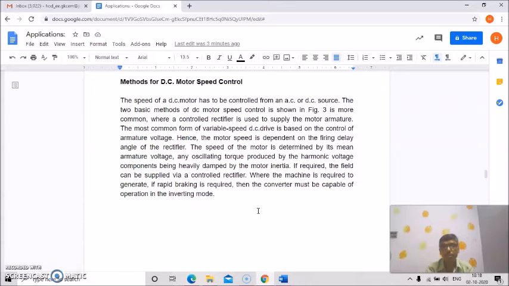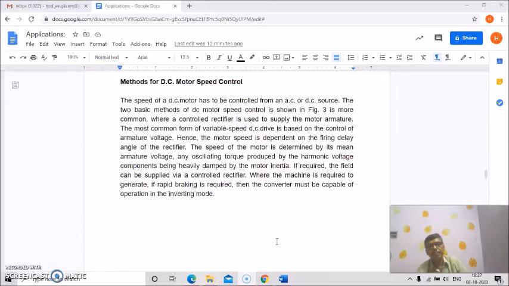That is alpha. So the speed of the motor is driven by its mean armature voltage, any oscillating torque produced by the harmonic voltage components being heavily damped by the motor inertia. If required, the field can be supplied by a controlled rectifier, and where the machine is required to generate, if rapid braking is required, then the converter must be capable of operation in the inverting mode.